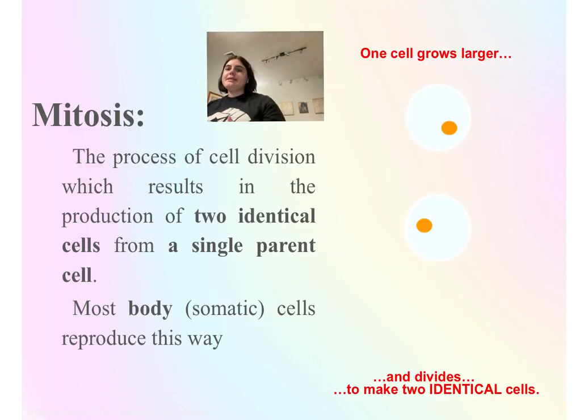Mitosis is the process of cell division that results in the production of two identical cells from one single parent cell. Most body cells reproduce this way. We talked about how our somatic cells, or our body cells, reproduce asexually. When we get offspring from one single parent, that is asexual reproduction.